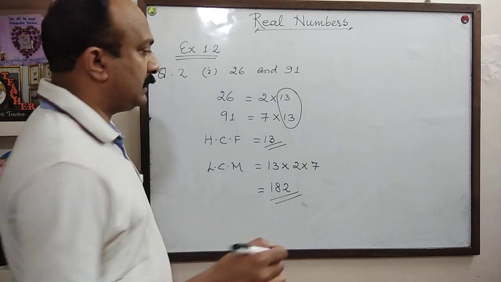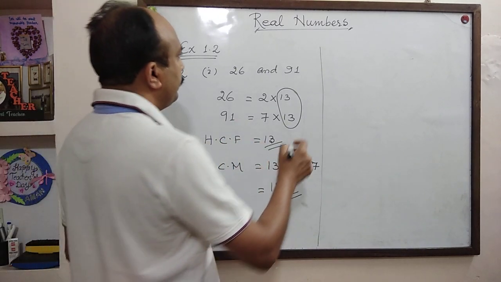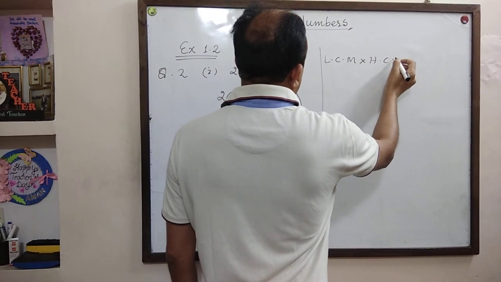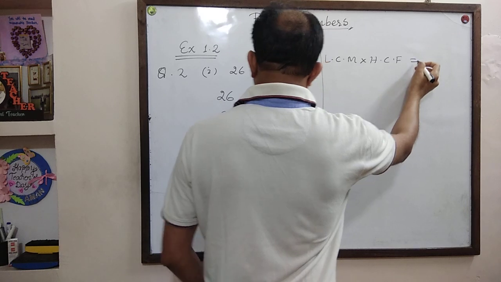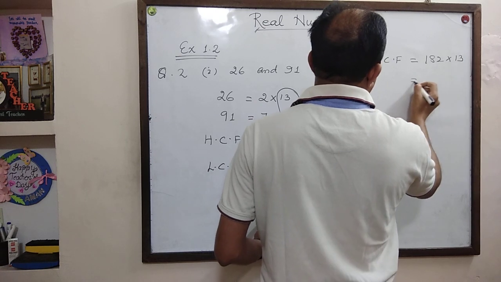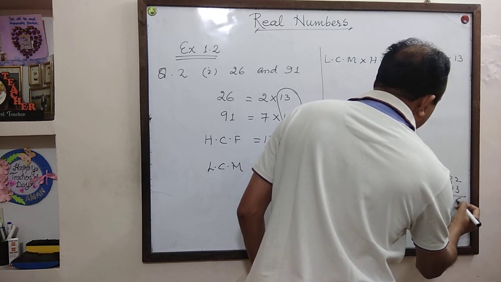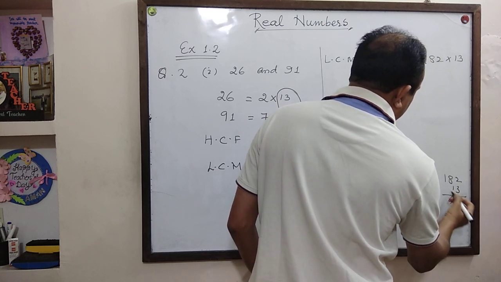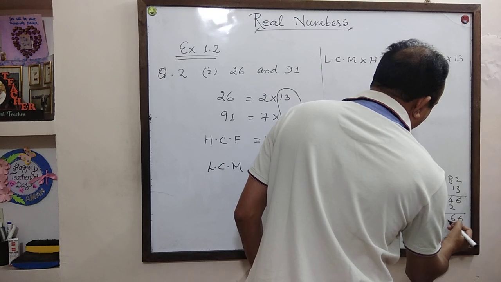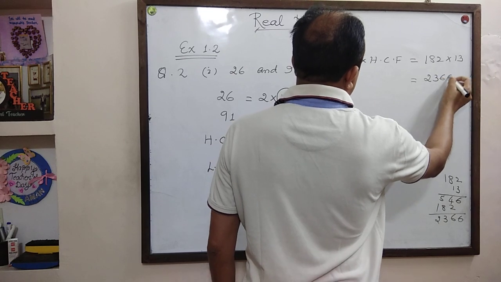Now we have to do the verification. What is the verification? LCM into HCF must be equal to A into B. So let's do LCM into HCF. LCM into HCF is equal to 182 into 13. That is 2366.